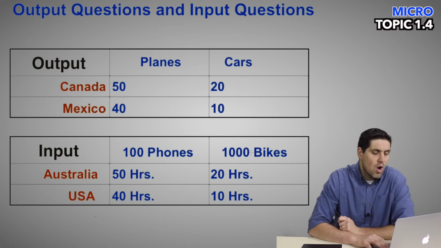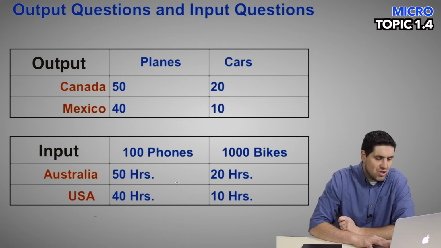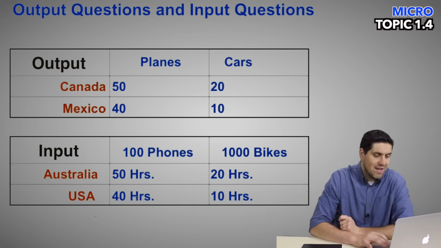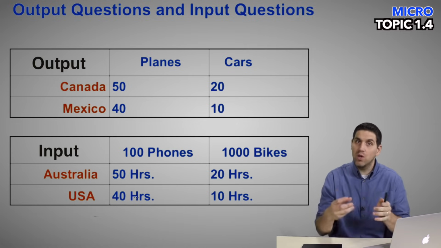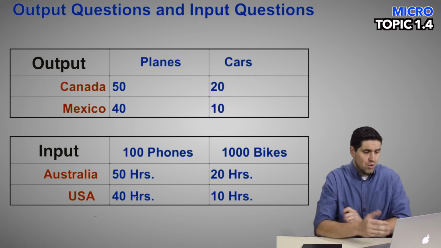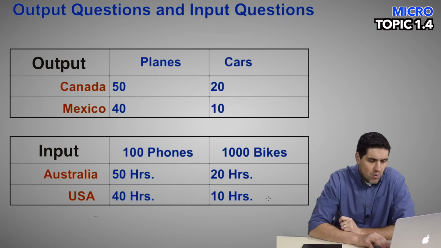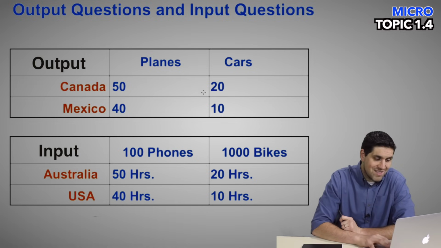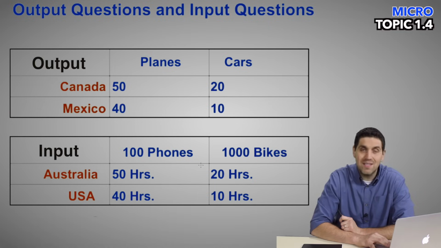Now the question is, who has an absolute advantage in the production of phones? The answer is the US. Notice, now you're looking for a smaller number because we're looking for hours. It's better to use fewer resources, in this case fewer hours, to produce the phones. And over here, who has an absolute advantage in the production of bikes? Well, the US, they take fewer hours. Notice the numbers are exactly the same, 50-40, 20-10.